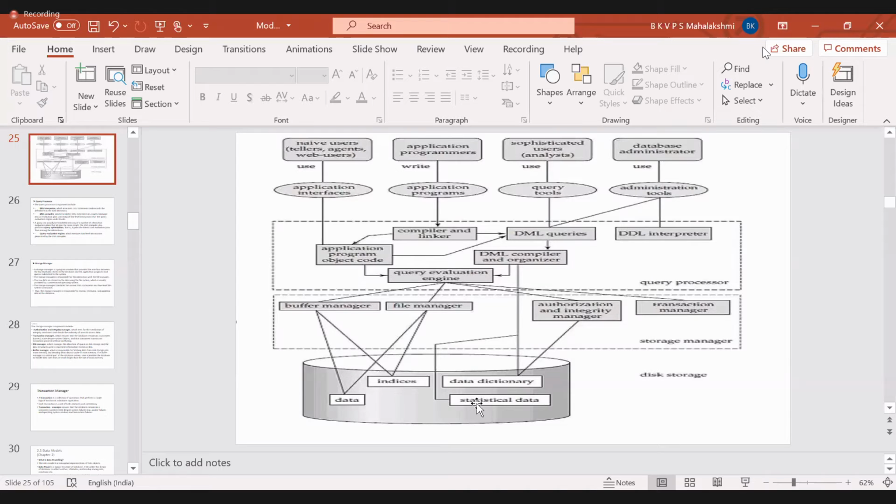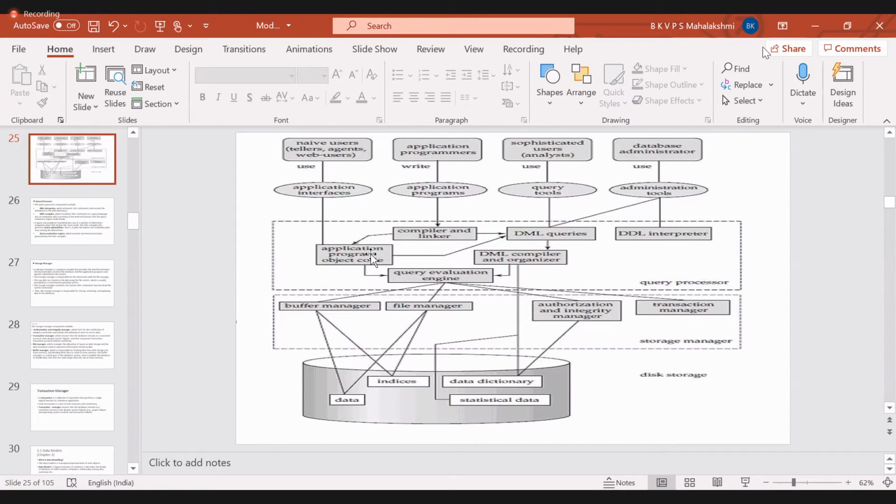Okay, that is the statistical data, because we can just even compare. It helps the organization. So this is the disk storage and this is the storage manager, and coming to the query processor and interpreter, DML queries are nothing but data manipulation language queries, and DDL is nothing but the data definition language interpreter. Already I told you about interpreter queries, and what is a compiler and linker.